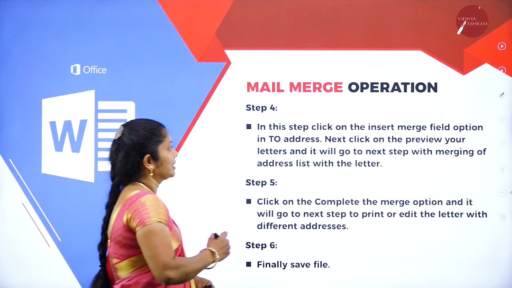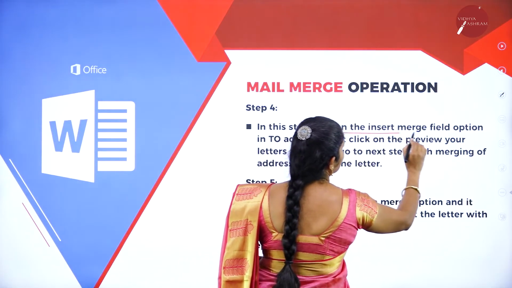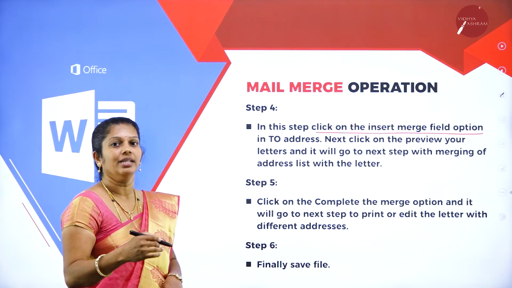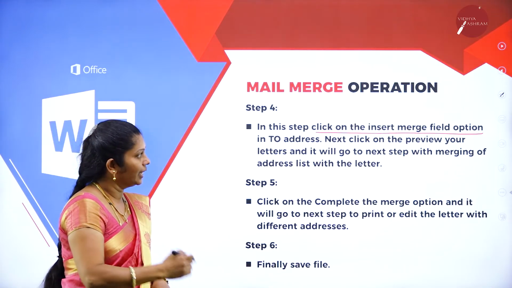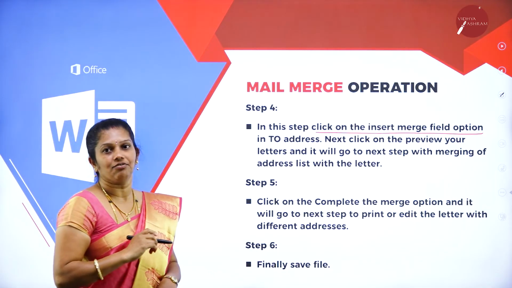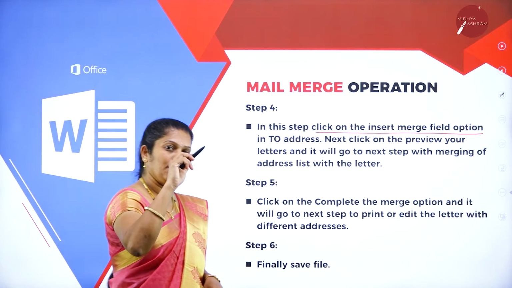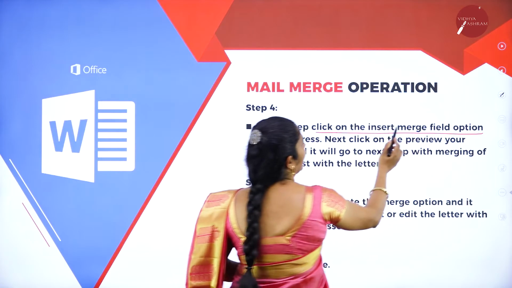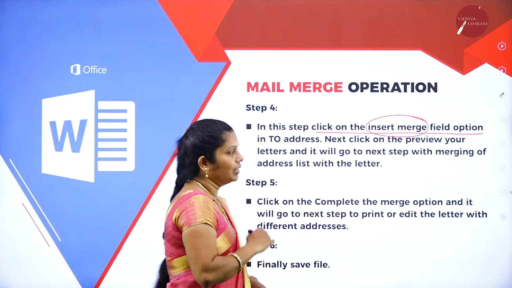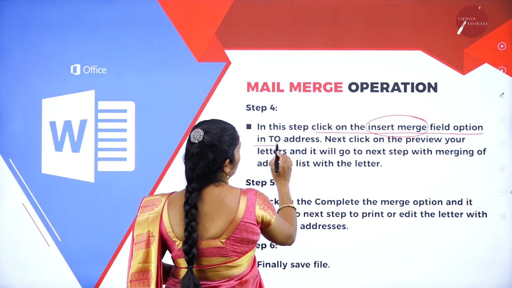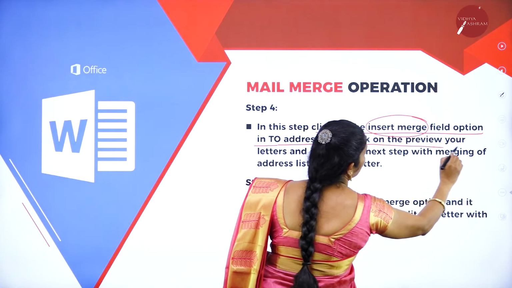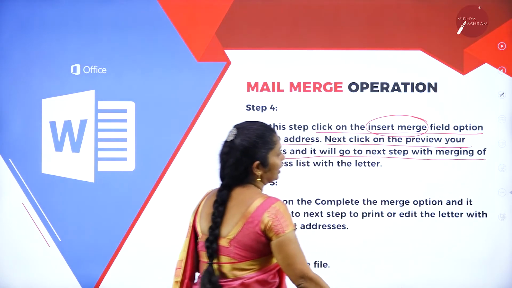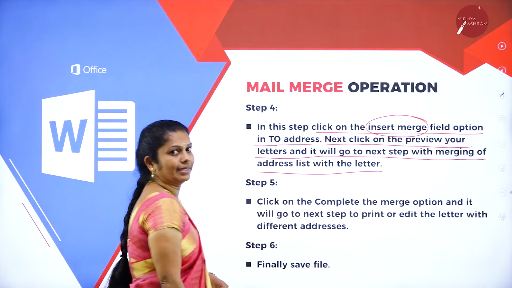If we come to the fourth step, in this step, click on the Insert Merge Field option. After saving the source document, you have to come to the main document. There, you have to click on the Insert Field option. If you go to the menu options, especially Mailings, there you will get one more option, Insert Merge Field. By that, in the place of the to address, next click on the previous, your letters, and it will go to the next step, merging the address list with the letter.